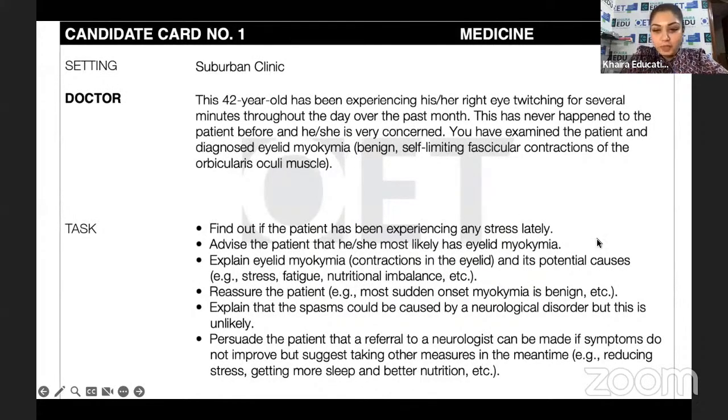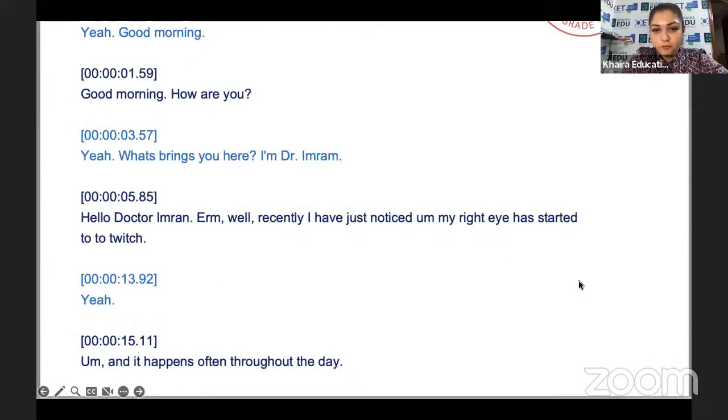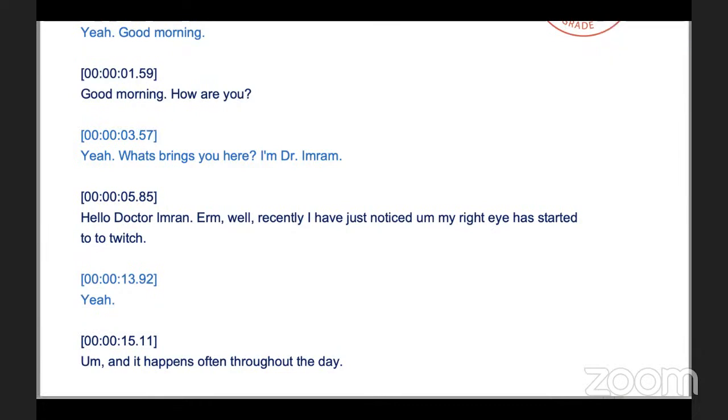let me show you a few examples, and these are from real candidate performances. So this is one way a candidate has started this role play by saying, yes, good morning. Then the patient says, good morning, how are you? Then the doctor says, what brings you here? I'm Dr. Imran. Then the patient answers the question. Now, according to you, is this suitable or not? The introduction. No, ma'am.